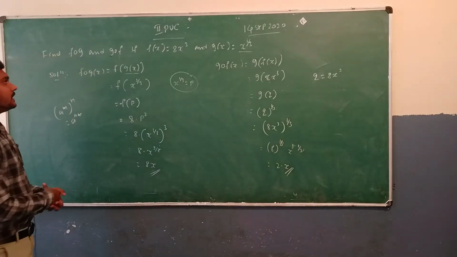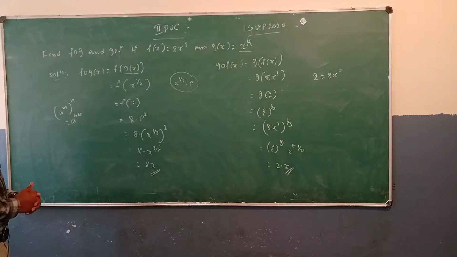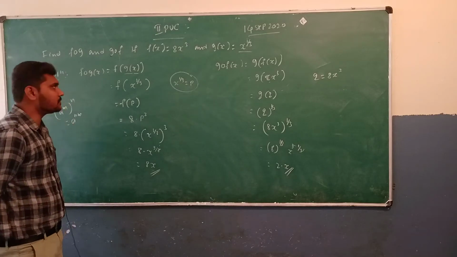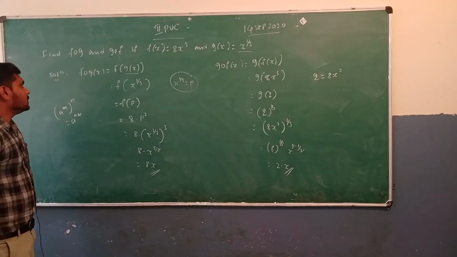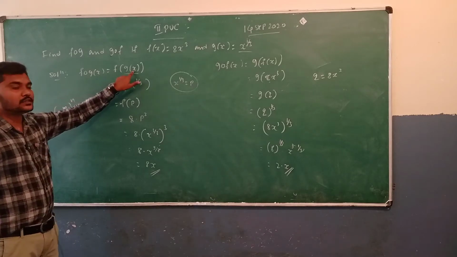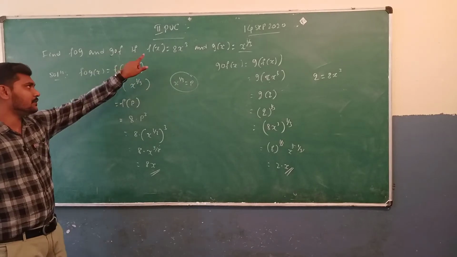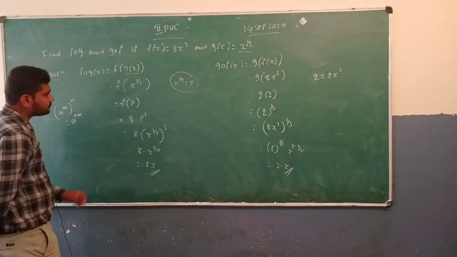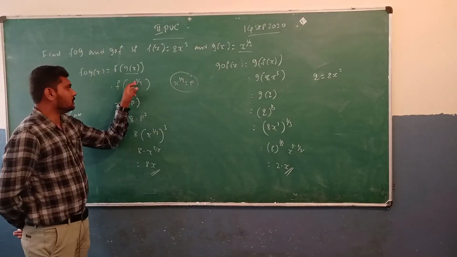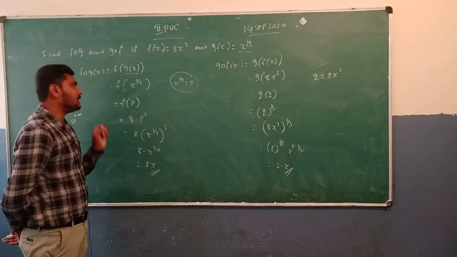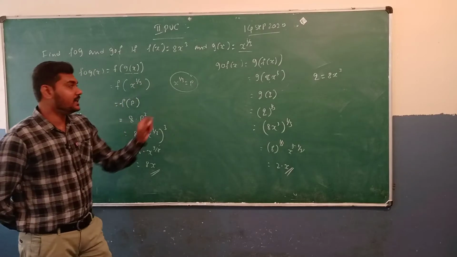Observe again, I am going to explain again. Here the question is to find fog and gof if f of x is equal to 8x cube and g of x is equal to x to the power 1 by 3. That's the given function. To find fog, I have f of g of x. In the place of g of x, they have given the function x to the power 1 by 3. So it is going to be f of x to the power 1 by 3. For simple calculation, I am replacing x to the power 1 by 3 by p.